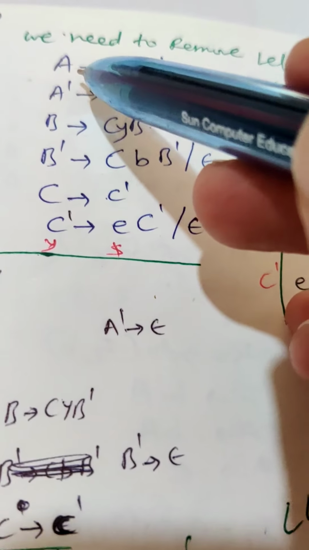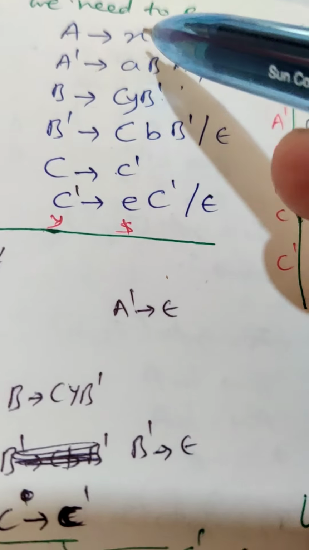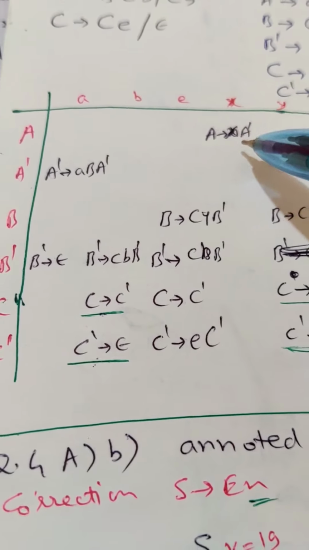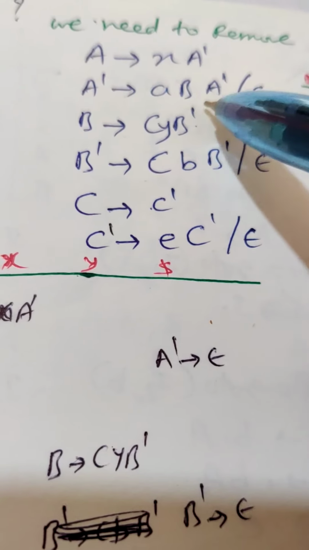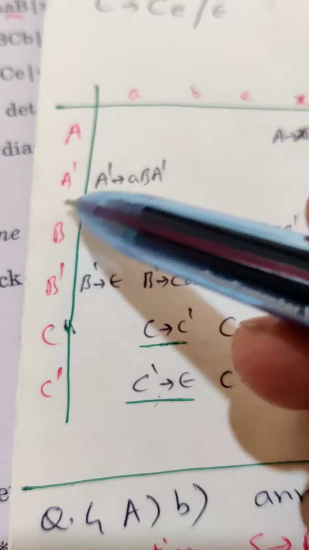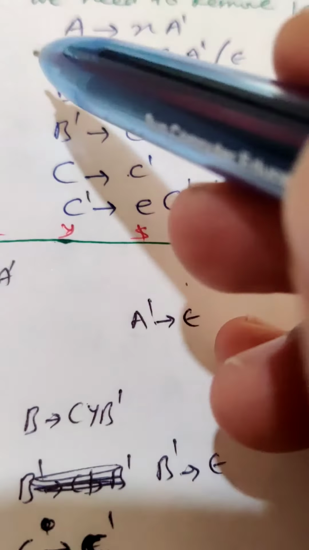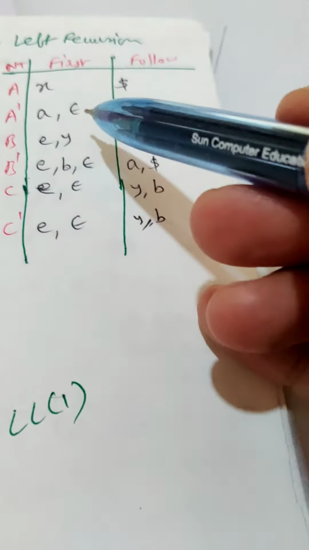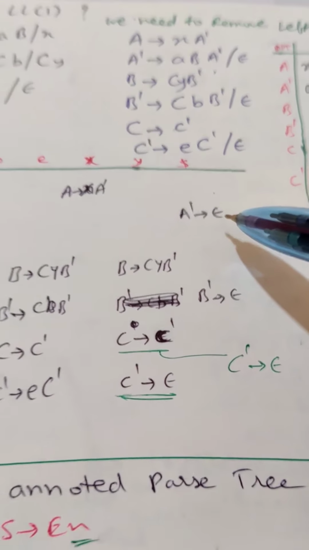So let's map this. A goes to X A dash. It's a non-epsilon rule, so it goes in the first of this rule, that's X. So row of A, column of X, we write this rule: A goes to X A dash. Now A dash goes to A, B, A dash. First is A, so the rule goes in A dash, A. So A dash, A, we got this rule. Then the A dash goes to epsilon rule goes in the follow of A dash, and follow of A dash is dollar. So in dollar column we get here A dash goes to epsilon.